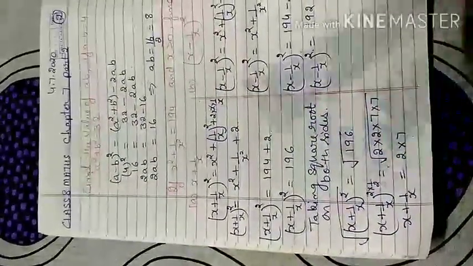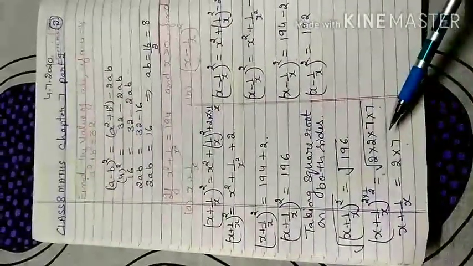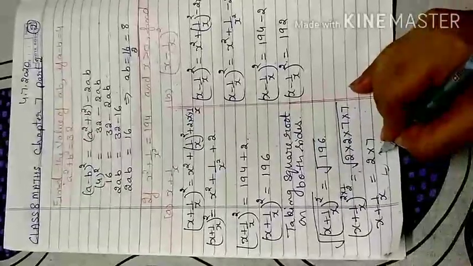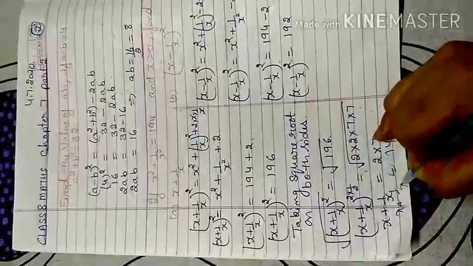So x + 1/x is left, and the square root of 196, when you go with prime factors, is 2 into 2 into 7 into 7. So 2 into 7, ultimately this is 14. My answer is 14. That is the value of x + 1/x.